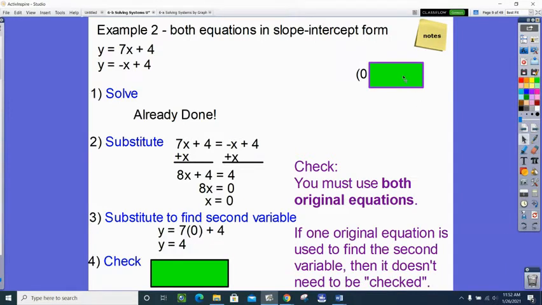And I believe that this is my solution. Now, I'm going to be honest. Right now, you can check it in both, like we did in the last one.